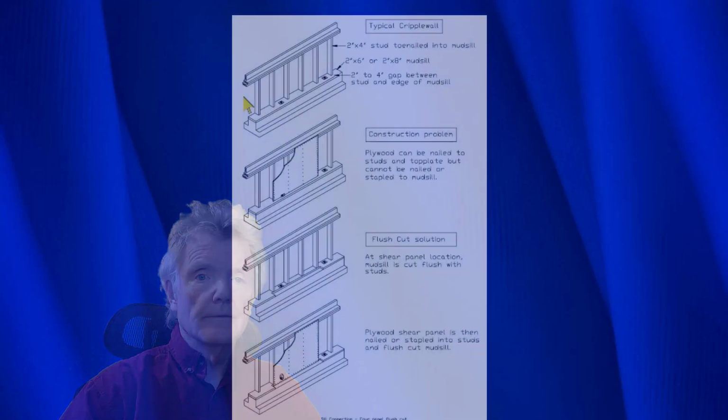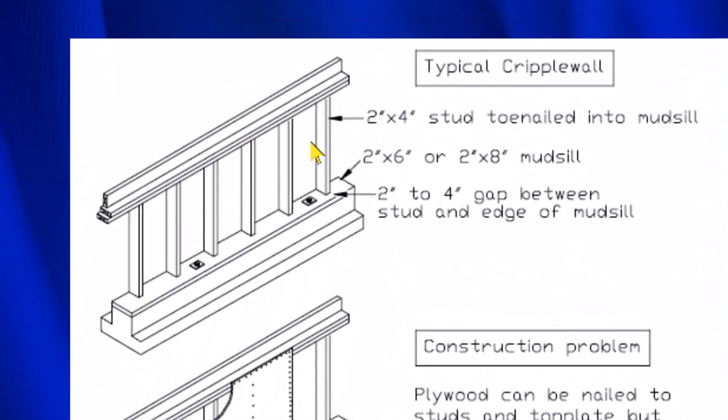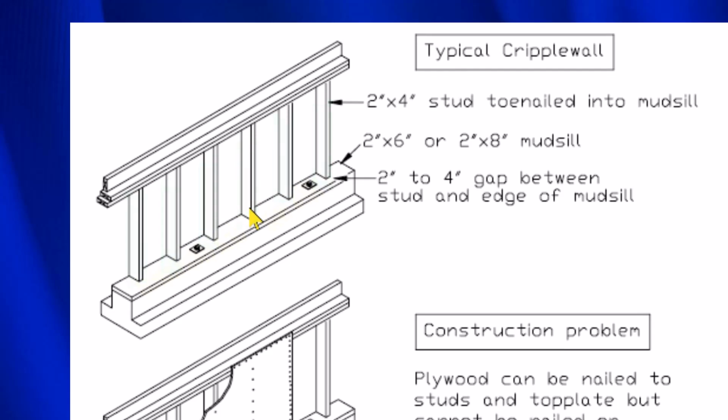Now that we've seen what plywood and bolts do, we need to figure out a way to connect the two together. Let me show you what our problem is. This is a typical cripple wall. Now notice that right here, this piece of wood called the mud sill is a full 6 inches going this way. And then these are the 2x4 studs that form the cripple wall. And those are only 2x4s. So what that does is it leaves a gap between here, the edge of the mud sill, and the 2x4, and that causes a problem.